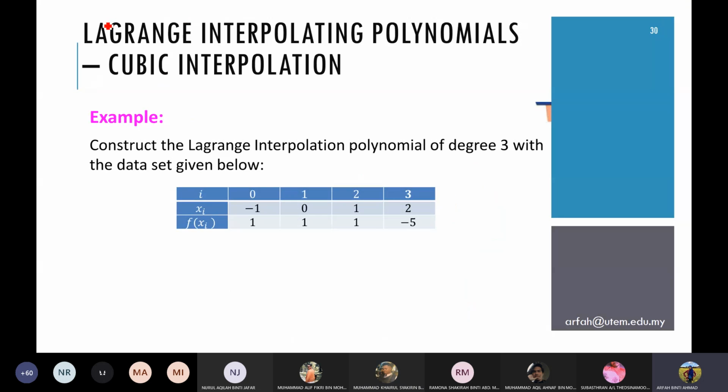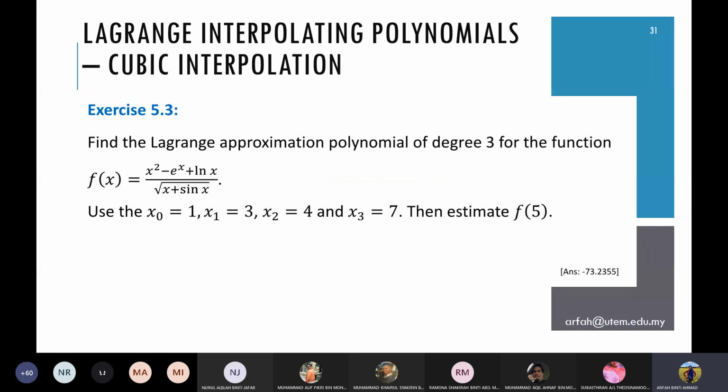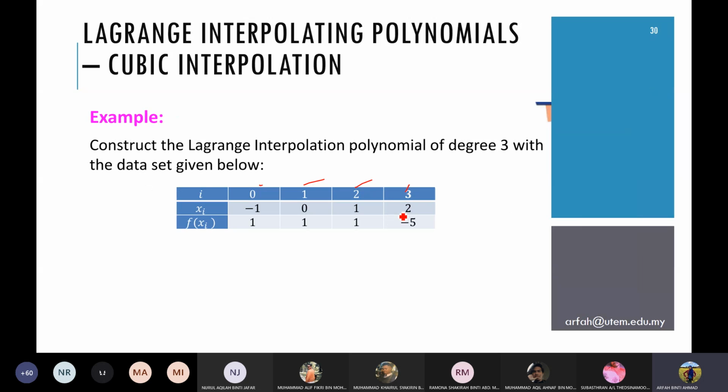So kita tengok this example. Construct the Lagrange interpolation polynomial of degree 3 with the data set given below. So you have x0, x1, x2, x3 and all of this f(xi). Let's try this example and tengok apakah dia punya jawapan. You were given 4 data points, x0 up until x3.